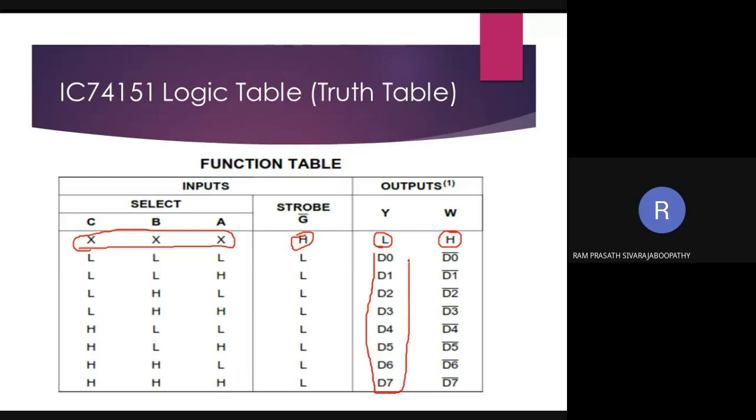Among D0 to D7, for example, if we say LHH, 011, that is the third one, D3. So whatever data input we gave at D3 comes to the output as it is. Where does its complemented value come? It comes at W. That's it. So kindly take a screenshot of this. I will move to the next slide.